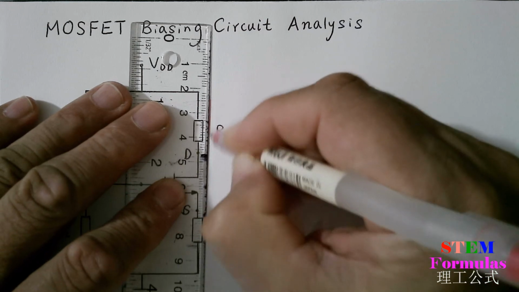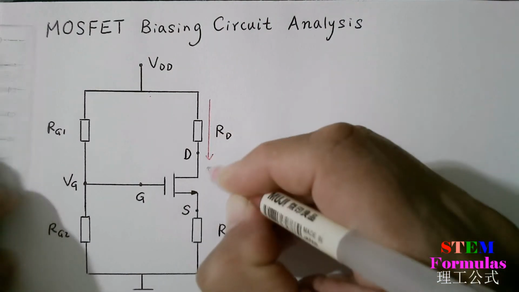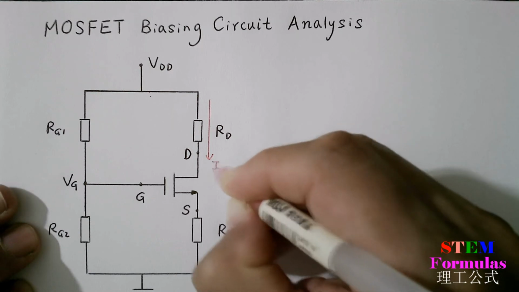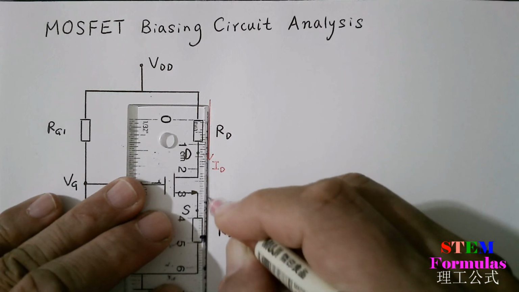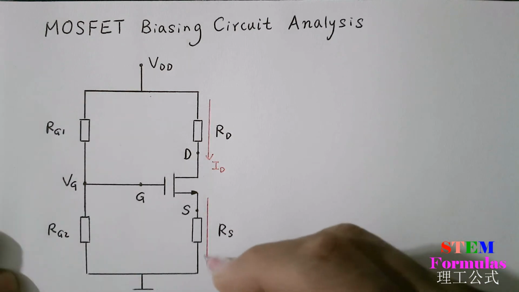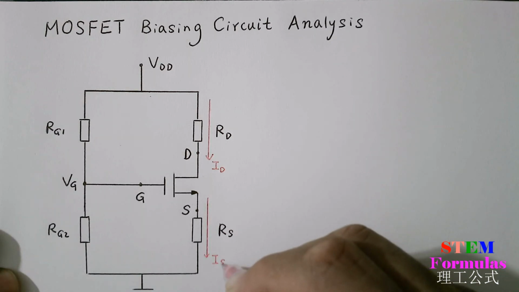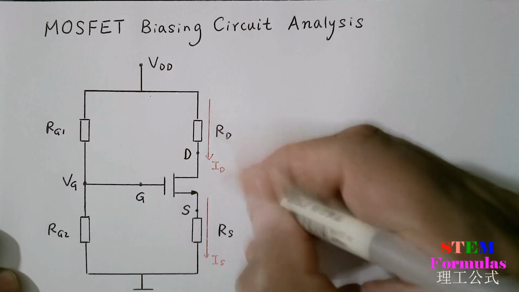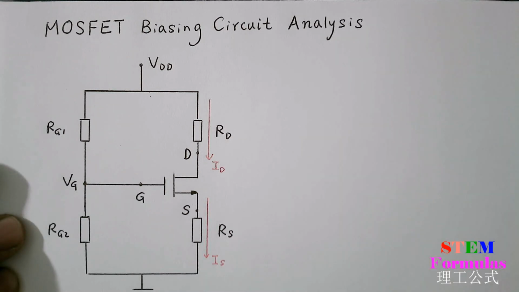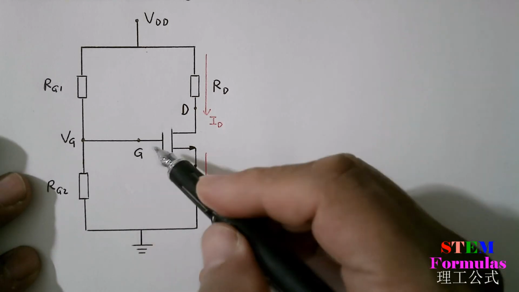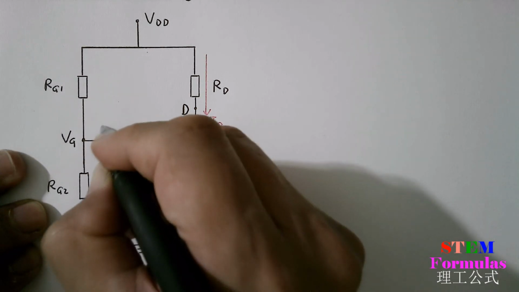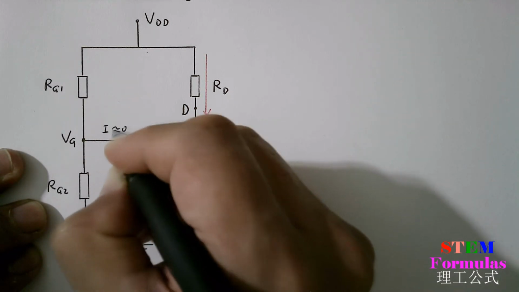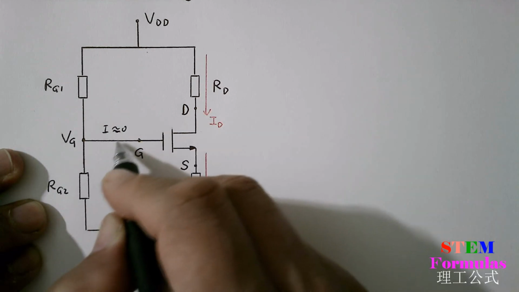Here is ID, and here's RS. IS, RS, IS, RD, ID. And by the property of the MOSFET, the current flowing through the gate is almost zero. So IG here is almost zero. The current flowing here is zero.